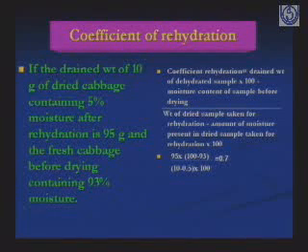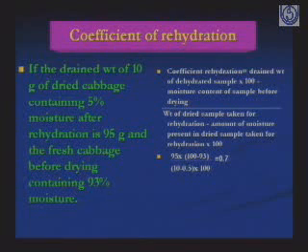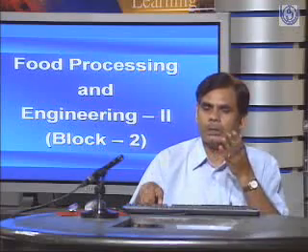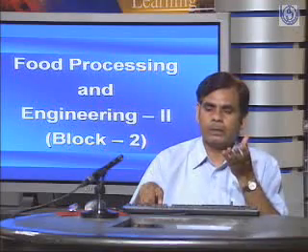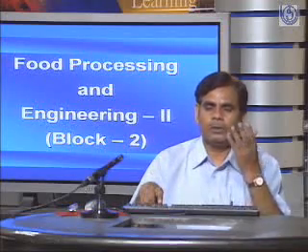For example, if 10 gram of dried cabbage contains 5% moisture, and after dehydration 90 gram of fresh cabbage before drying contained 96%, you can see by calculation this comes to 0.07.